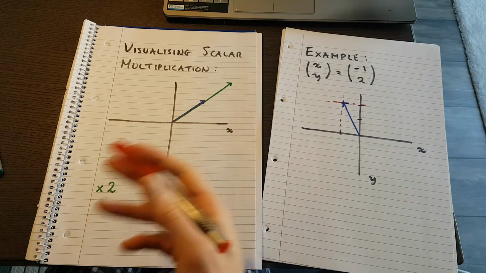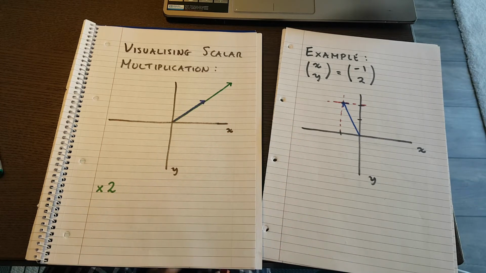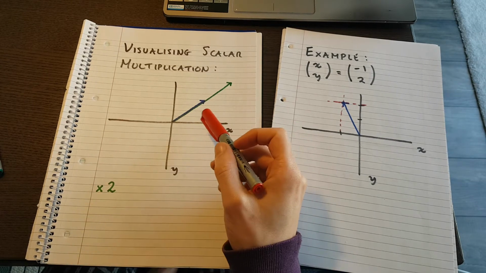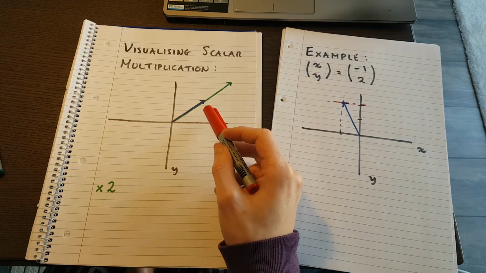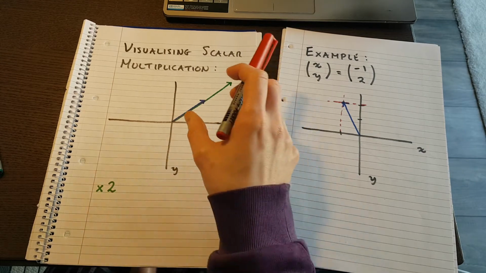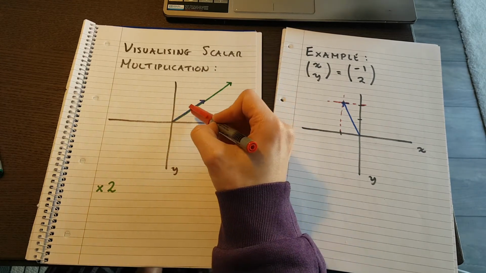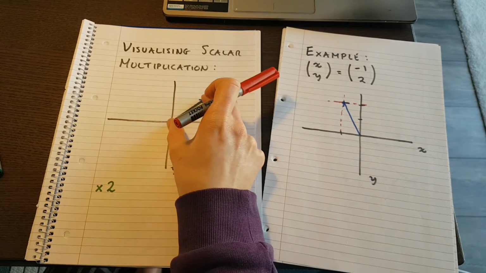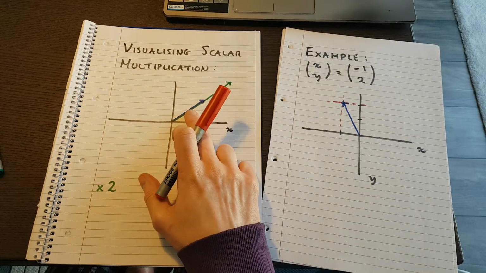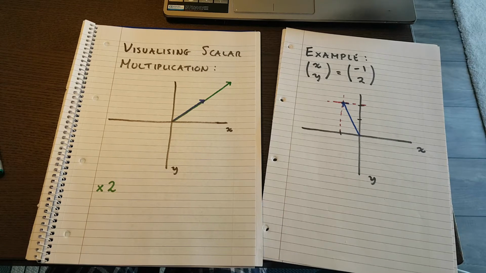And while I've decided to multiply by something bigger than 1, if I wanted to multiply by, say, half, for example, then instead of multiplying blue by 2 to get the green one, I would have taken blue and I would have just shrunk it. So instead of going all the way to blue, I would have gone halfway along the blue arrow, and that would be multiplying by 1/2.